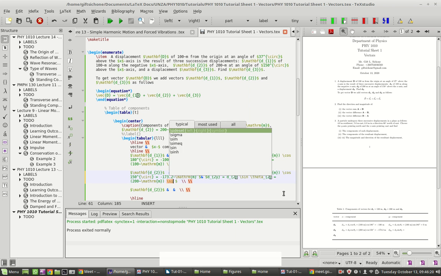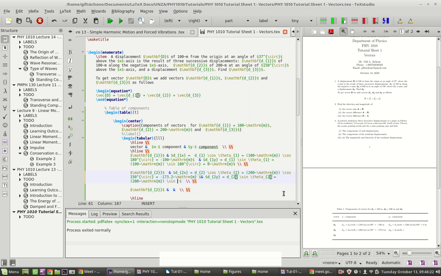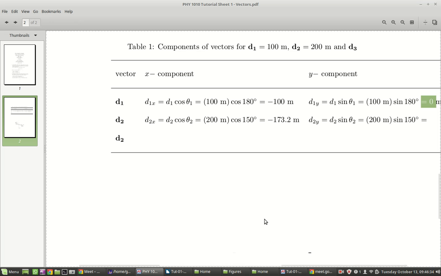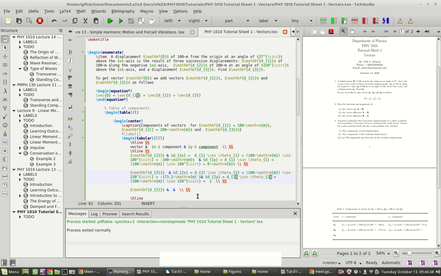Then sine, how much is the angle? 150. And how much do we get for this? 200 meters times sine 150? 100 meters.